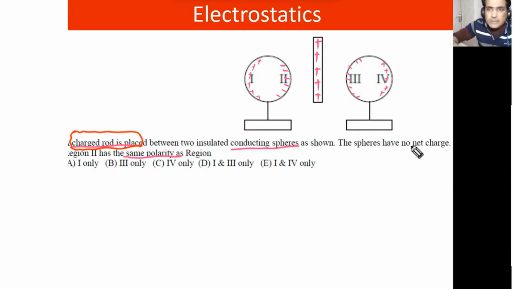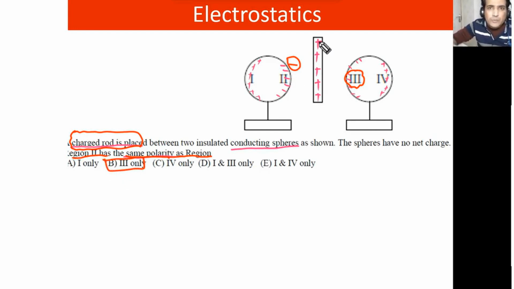Now the question was asking you, region 2 has the same polarity as region. Same polarity means that if it is negatively charged, which side is negatively charged? If this is positively charged, which side is positively charged? This is what the question is asking you. So we use positive charge here, so this will be negative. So which side of this one is negative? So this is negative. So the answer should be B for this one.